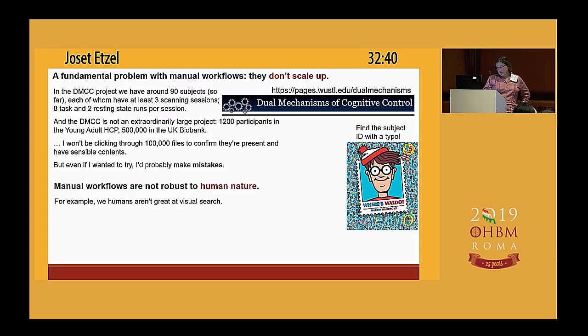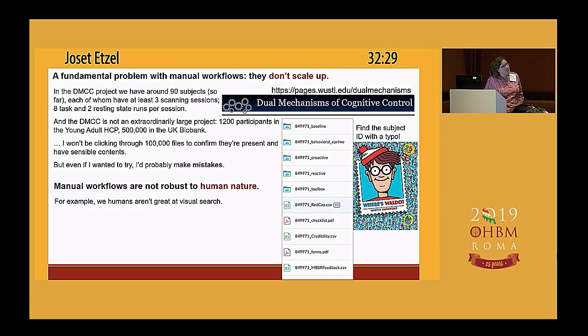So here's a little quiz. I'm going to put up a little screenshot. You don't have to click on anything for this quiz. It's a virtual quiz. I'm going to put up a screenshot of a directory, and I want you to find the typo. Which one of those has the wrong subject ID? And there are actually some clues, but it's that one.